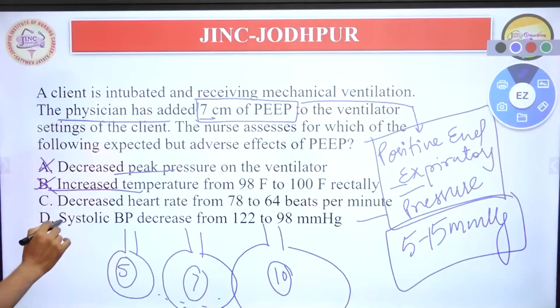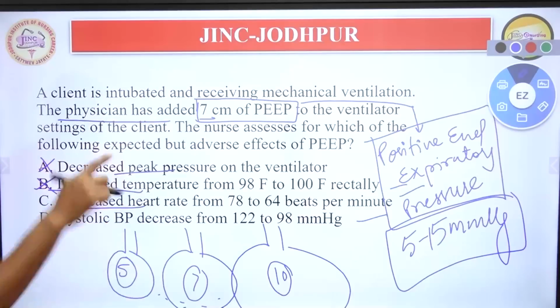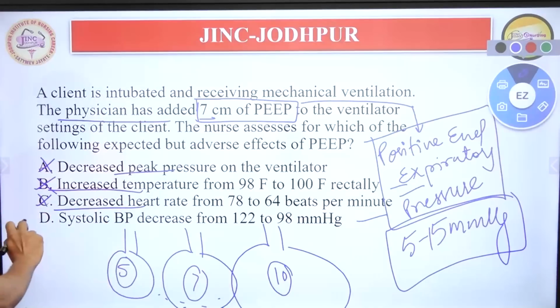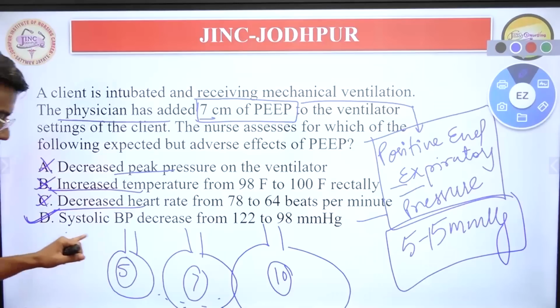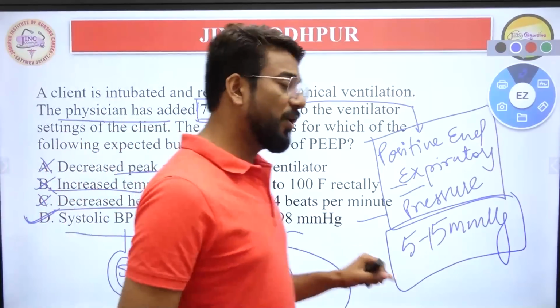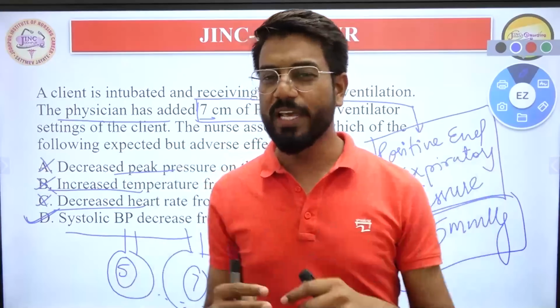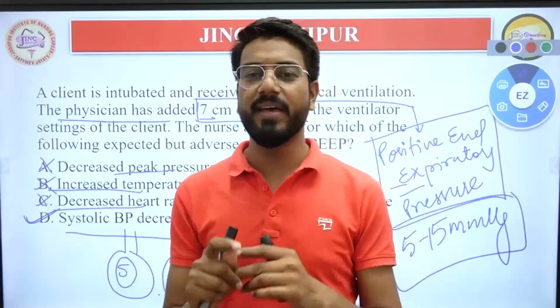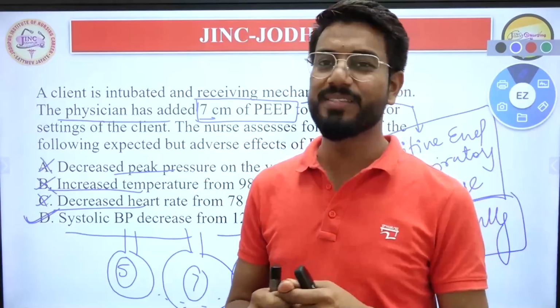Temperature is not related to PEEP. Heart rate will increase, not decrease. So it is wrong. The answer is D. Systolic blood pressure decreases from 120 to 98. BP is falling means PEEP is high, and that higher PEEP is causing the hypotension.